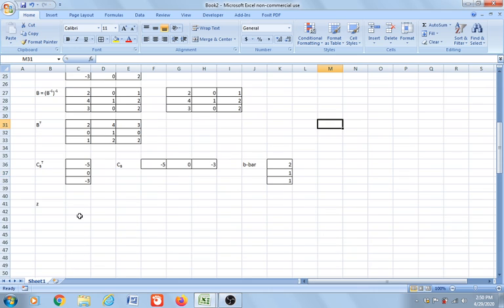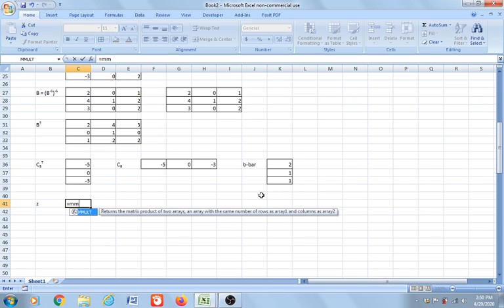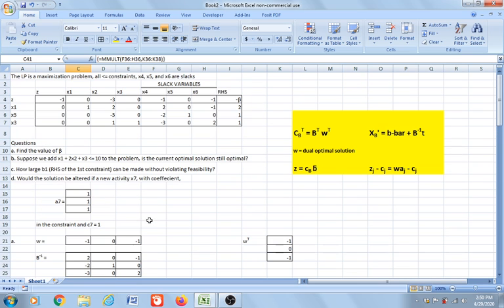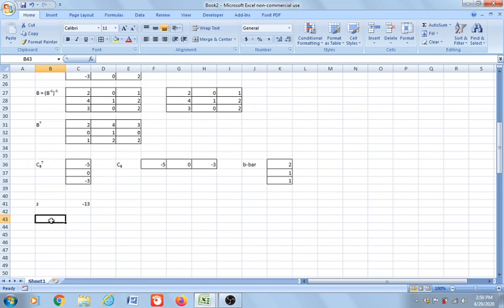Okay, so what is the Z? Z is CB times B bar. So a 1 by 3 matrix times a 3 by 1 matrix, it is just a number. So we do the matrix multiplication. So this matrix times this matrix. Control Shift and Enter. So the value of z is minus 13. So since it is a max problem, minus z equals minus beta. Okay.